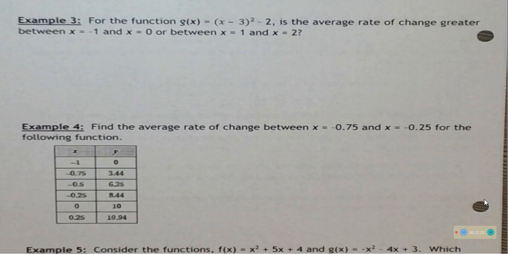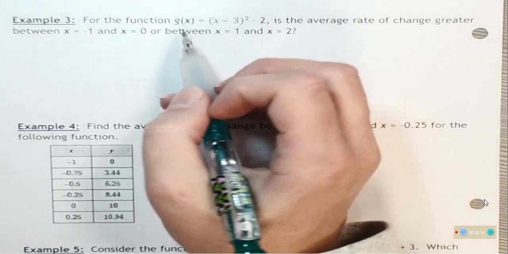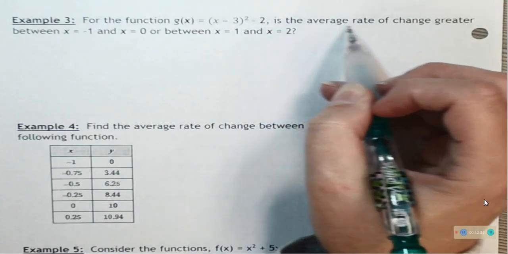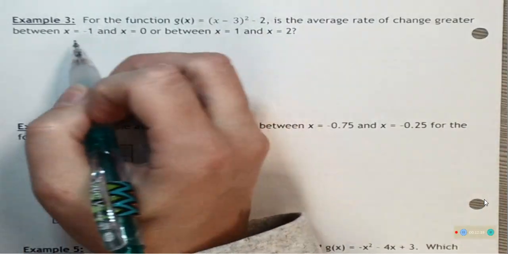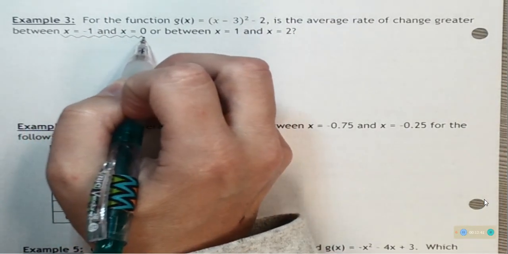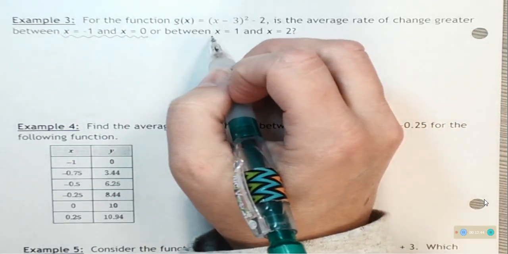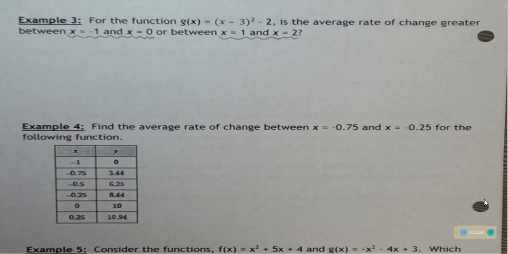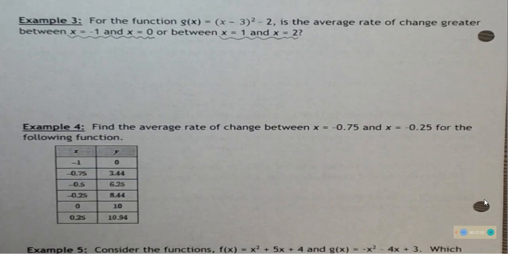That's fine, okay? For the function g of x equals (x minus 3) squared minus 2, is the average rate of change greater between x equals -1 and x equals 0, or between x equals 1 and x equals 2? What's this problem trying to get me to do? To compare 2 of them. I've got to do 2 of these, and then I've got to answer the question, which one's greater? So, I've got to do 2 rates of change first.